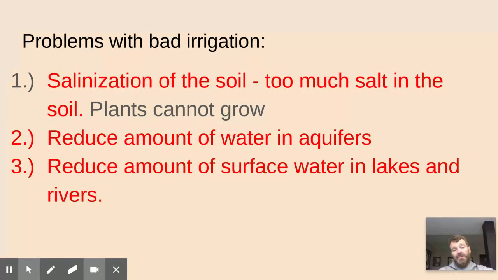So problems with bad irrigation: salinization of the soil. That means you get too much salt in the soil. And if you get too much salt in the soil, then the farmland is no good anymore. So that's desertification. That's adding to the problem. You reduce the amount of water in aquifers. That happens for sure. That Ogallala aquifer isn't nearly as big as it used to be. You reduce the amount of surface water in lakes and rivers, like I showed you in Lake Mead in that previous picture. It's happening all over the place all the time. Now, sometimes you get rain that comes in and it fixes this for a while. But in general, this is a problem.